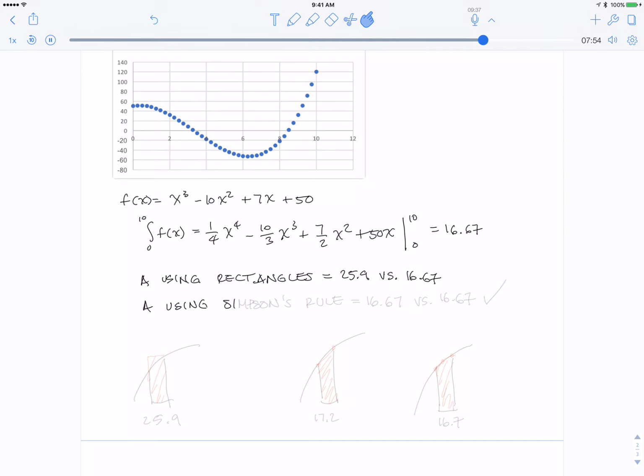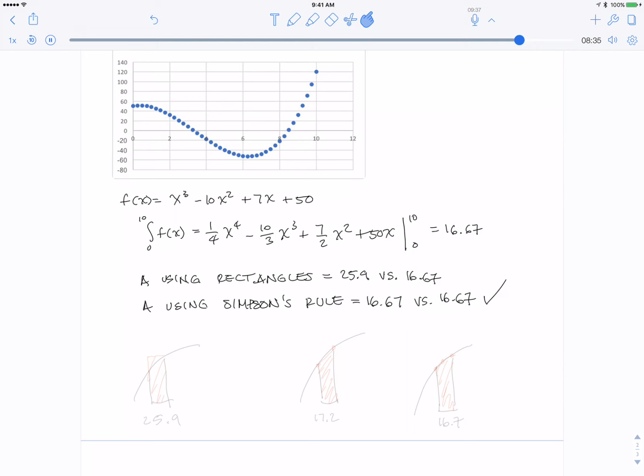I'd have to take every other point because you need 3 points for Simpson's rule. Drum roll. I got 16.67. So yeah, I have to agree that using Simpson's rule is a lot better, but it involved a little bit of work because you have to use every other point, and so it's a little hard in Excel. Okay, so that's Simpson's rule. I am posting these notes as well as the spreadsheets I made to do this.